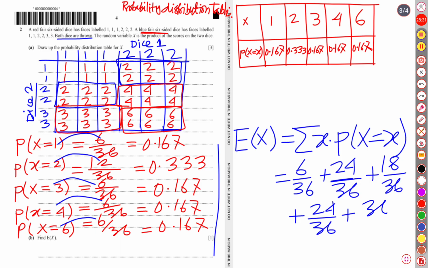So 36 over 36. Now if we add up all of this, the denominator is the same in each case. If we add up the numerators first, the final numerators are 36 and 24. So 36 plus 24, 60. 60 and the first two are 24 and 6, 30. 60 plus 30 is 90. 90 plus 18, it's 108. And if we divide 108 by 36, it is nothing but 3. So our expected value or mean is 3.